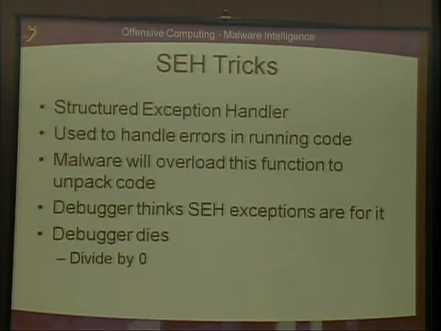Malware will use this to unpack itself. What it'll do is generate an exception that points to the next chunk of code that understands how to deobfuscate the rest of the code. The problem with this is it causes the debugger to think that the program's crashed, or that the exception is for the debugger. So in some cases the debugger will die, or you won't really be able to advance efficiently in the code. We've seen some malware actually do a divide by zero in order to generate these.